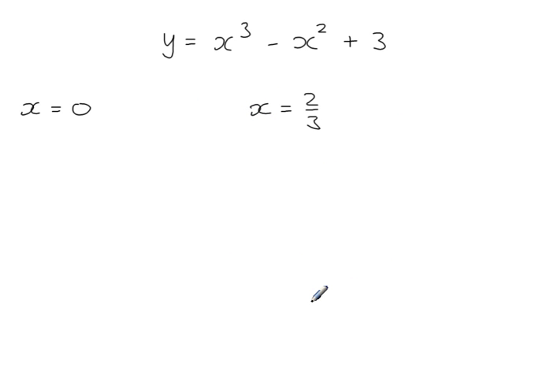Let's say that you also need the y-coordinates for the stationary points. So we've got the x-coordinates here. If we substitute the x-coordinates into the equation of the curve, so putting 0 in will give us 3. So 0, 3, these are the coordinates for one of the stationary points.